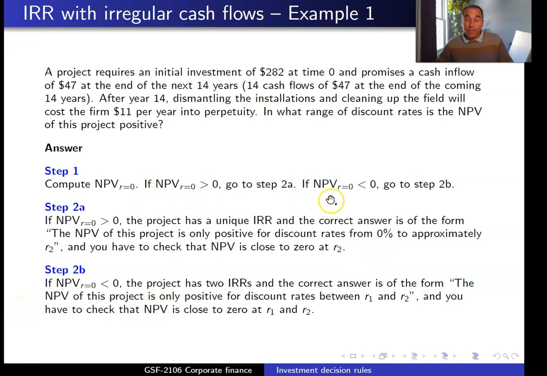If the NPV computed with an interest rate of 0 is negative, then the project has two internal rates of return, in which case the NPV has to be computed with the two rates proposed in the correct solution, and there's a way to find the best answer among the choices proposed, and I'll show you in a minute.